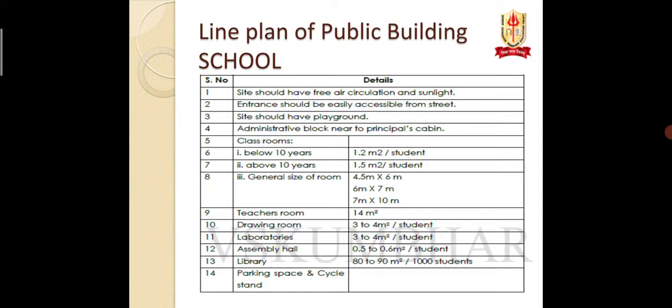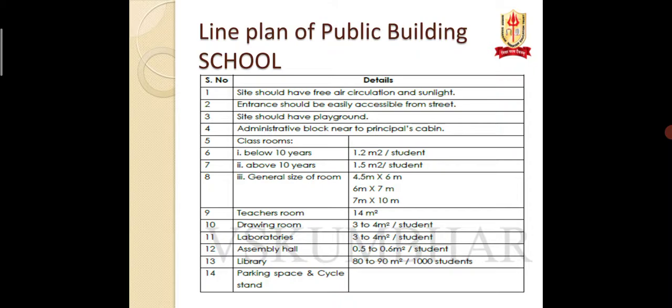So this is all about area, and now we are going to study the line plan of a public building. The first one is a school. As you can see, these are all the units which we require in the school. We require a site having free air circulation and sunlight. The entrance should be easily accessible from the street. The site should have a playground, and the administrative block near the principal's cabin.